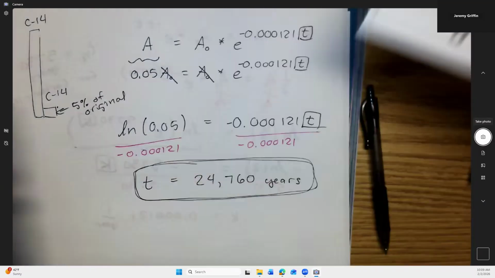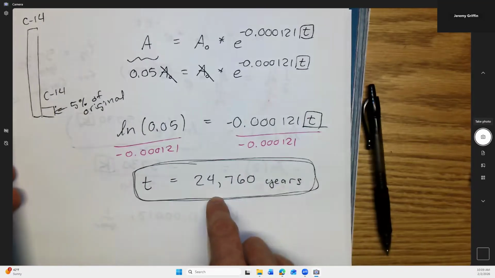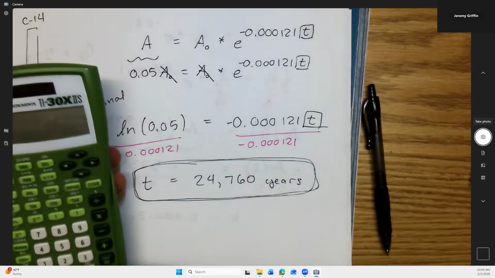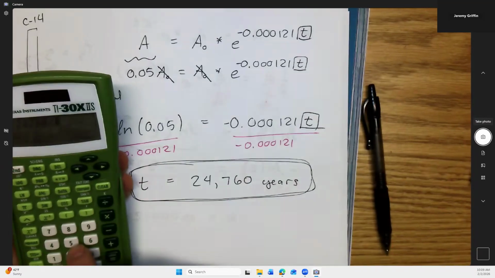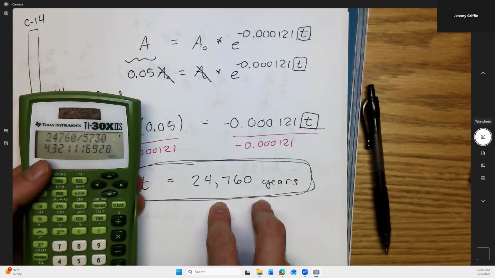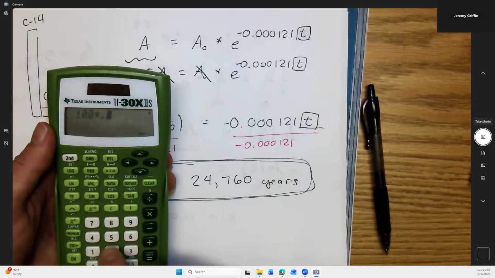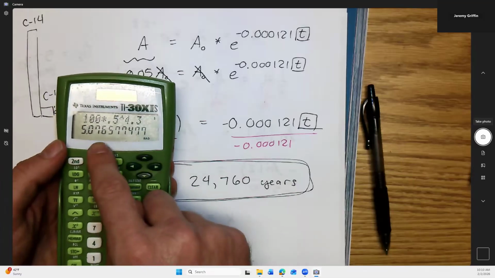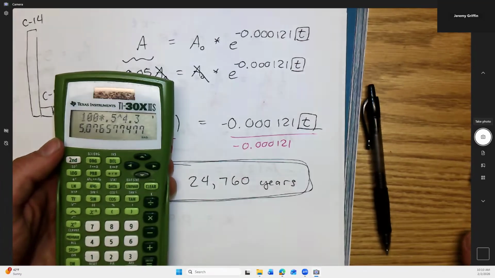Now, according to the answer we got, 5 to 6,000 would basically be about 4 half-lives, maybe something like that. What is 24,760 compared to 5,730? It's like 4 point something half-lives. Well, if you start with 100% of something and you multiply it by half 4 point something times, it gets you down to only 5% of what you started with, which is what they told us at the beginning.